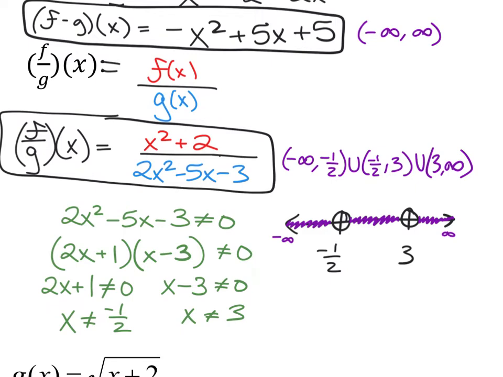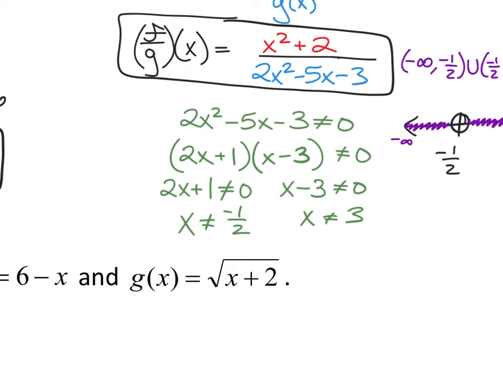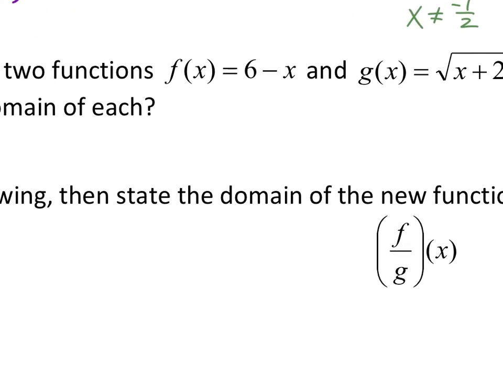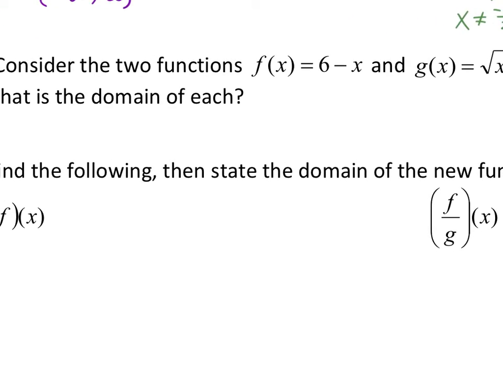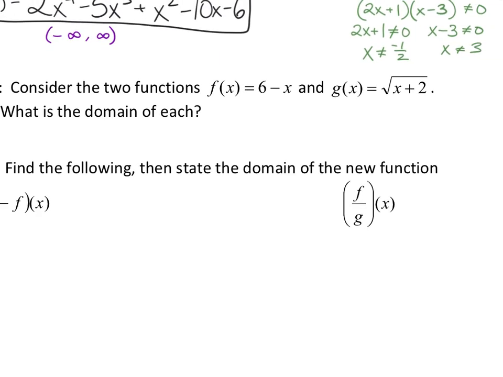Okay, we're going to do another example together. In this example, we're switching f and g, and we're just doing the interesting ones, which is going to be subtracting and dividing. This time, f is 6 minus x. What type of function is f? Linear. Great. So we know that linear functions have the domain of all real numbers.